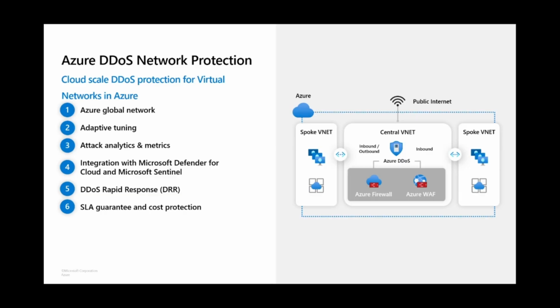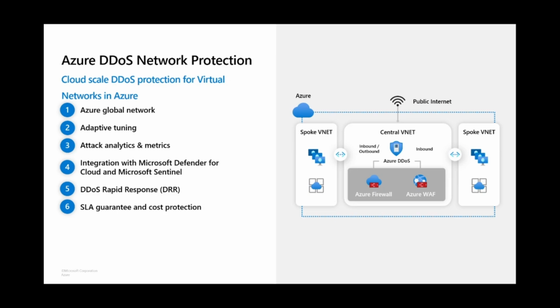Then we have the integration with different native services, for example, Microsoft Defender for Cloud, where it will give you a notification when there is a public IP address, let's say, without DDoS protection and it is vulnerable. Or you can integrate it with Microsoft Sentinel, where it will create incidents based on alerts and also the automations that we have set up for it.